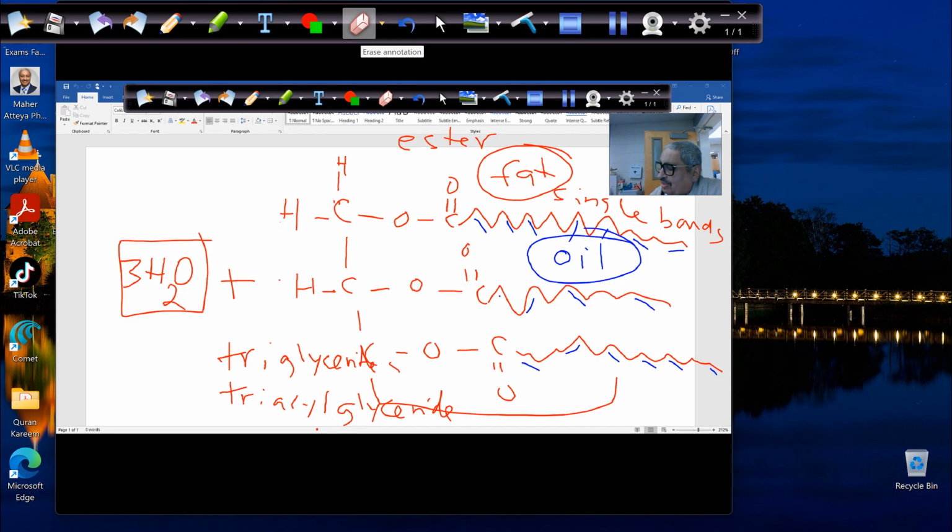Fats are solids at room temperature. And fats have carboxylic acids where the carbon chain is single bonded. In the oil, the carbon chain has double bonds. And oils are liquids at room temperature, and fats are solids at room temperature.